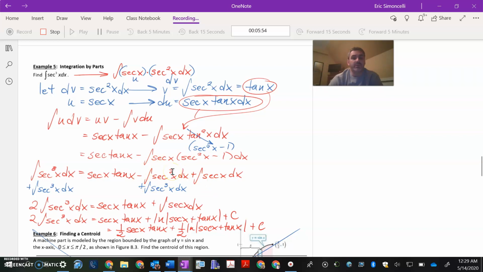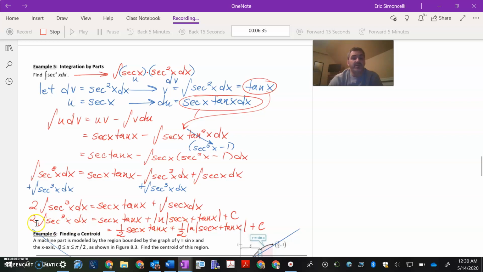Interestingly enough, this is a really ingenious step, because you have a secant cubed dx here. And remember the beginning of the problem involved the integral of secant cubed x dx. What we do is we add the integral of secant cubed x dx to both sides. So now you have on the left side 2 times the integral of secant cubed x dx, on the right side secant tangent plus the integral of secant dx. You can continue by integrating the secant of x dx as such, natural log of secant x plus tangent x plus c, and that's the absolute value.